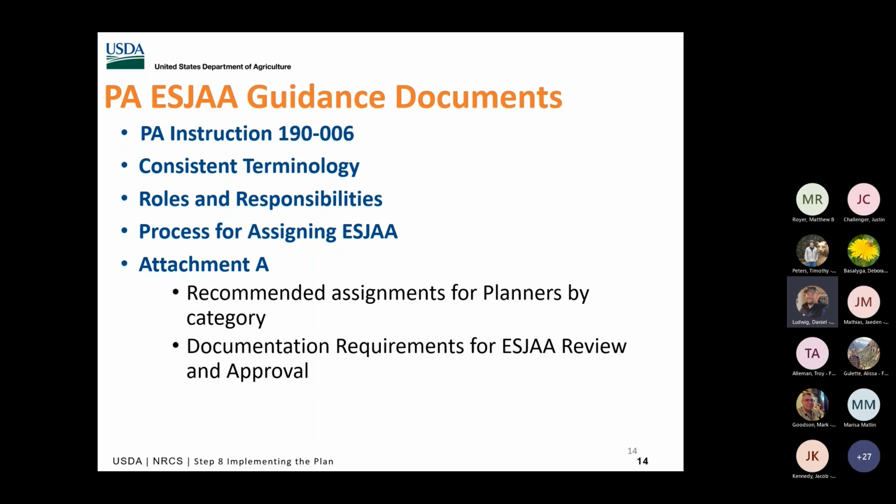One thing we're going to talk about is consistent terminology. We'll talk a little bit about roles and responsibilities. And we'll go into a little bit of the process for assigning ecological sciences job approval. What you'll find within attachment A to the PA instruction essentially recommends assignments for planners by category. And then we also have the documentation requirements for ESJA review and approval.